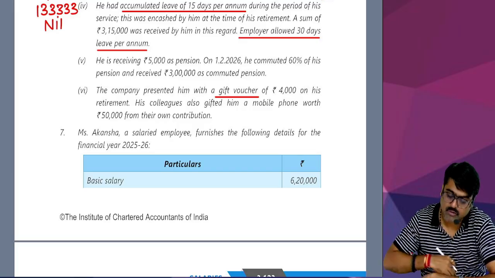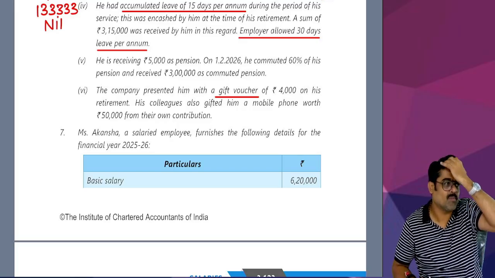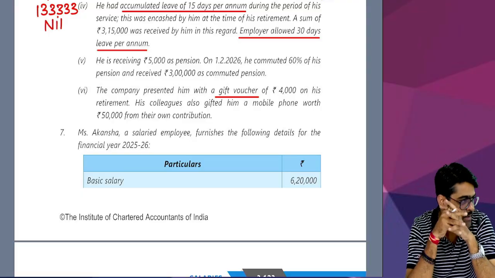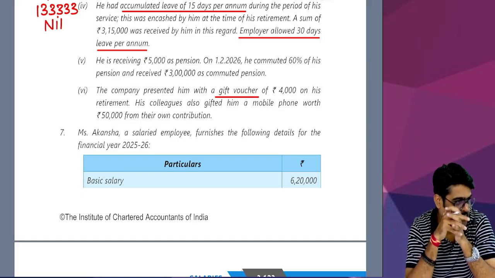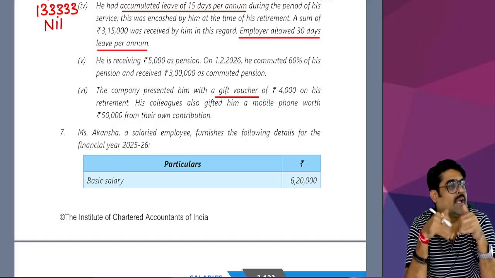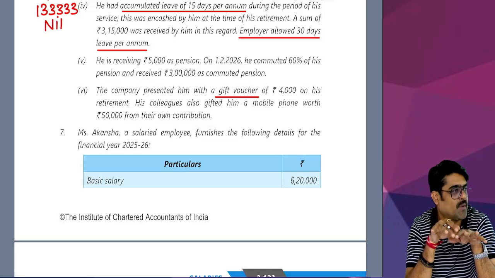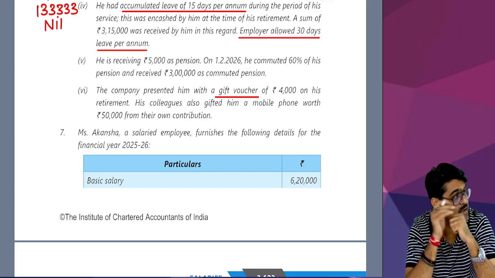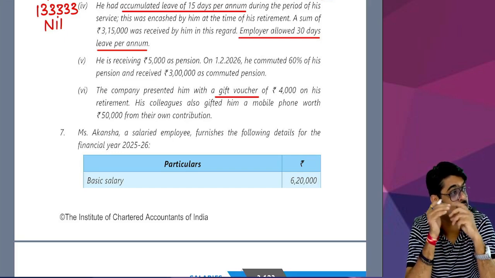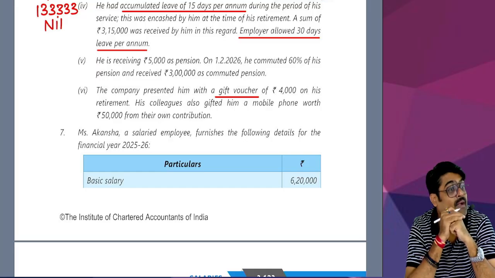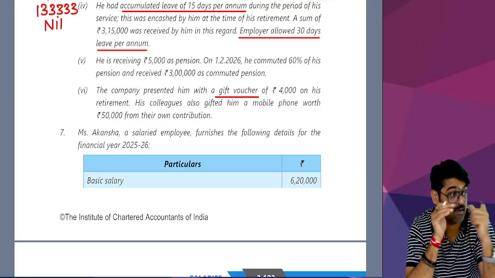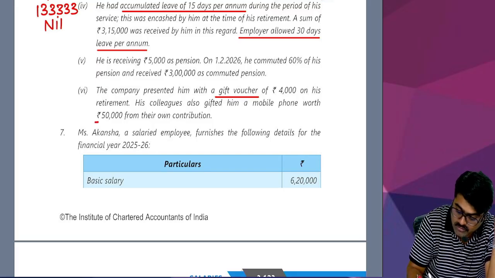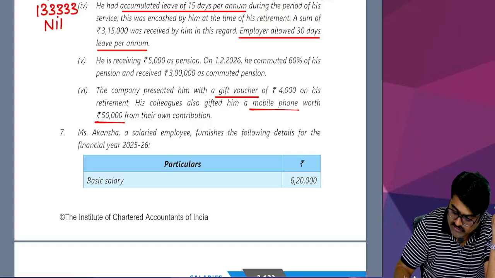And his colleagues also gave him a mobile phone. First of all, who is giving the mobile phone? Employer. Colleagues is employer. So any gift which is not coming from employer, coming from others, will go to IFOS. And in the IFOS head, it will be taxable only if the asset is a specified movable asset and the value is more than 50,000. Check. Mobile phone is how much? No, sorry. Value is also 50,000. And the asset is mobile phone.